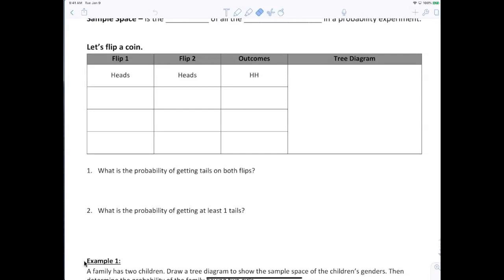Now, we're going to flip a coin. We're going to flip a coin twice. What we're creating right now is the sample space, and the sample space is just a list of all the possible outcomes when I flip a coin. So most people would be able to tell me, if I flip a coin 2 times, how many outcomes are possible? How many possible outcomes?